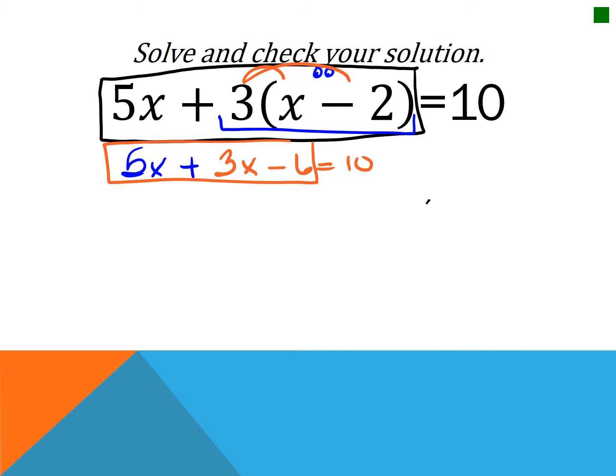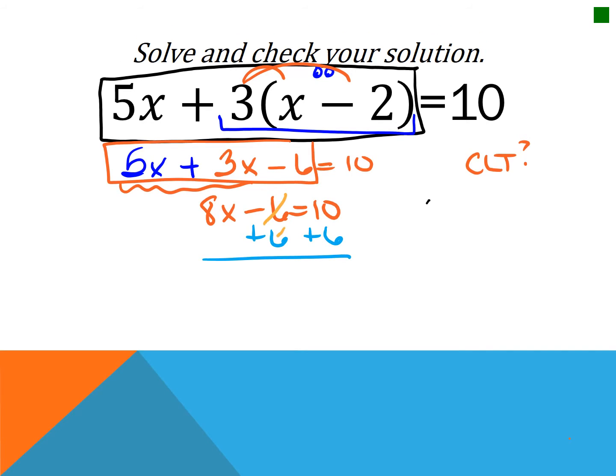I'm going to look to see if I can combine like terms. Can I combine like terms? Yep, 5x plus 3x. So 8x minus 6 equals 10. When I see a plus sign or a minus sign, I'm going to add, remember. Those cancel. I have 8x equals 16. I'm down to multiplication. When I have multiplication, I'm going to divide. I'm going to get rid of those 8s because 8 over 8 is 1. So x is equal to 2.